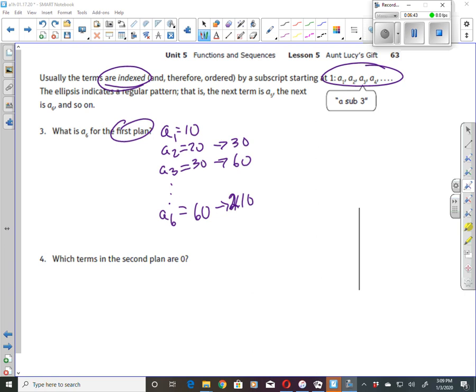Question number 4 says, which term in the second plan is 0? So in other words, when will you not receive any money? This may seem obvious, but A sub 1, you're receiving $100, and if each year you drop $10, then by A sub 10, you're receiving $10. So in year 11, A sub 11, you're receiving $0. So in the 11th year, okay, this is a subscript, A sub 11.